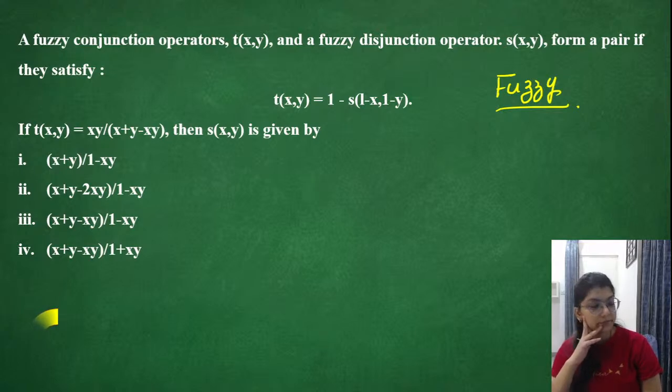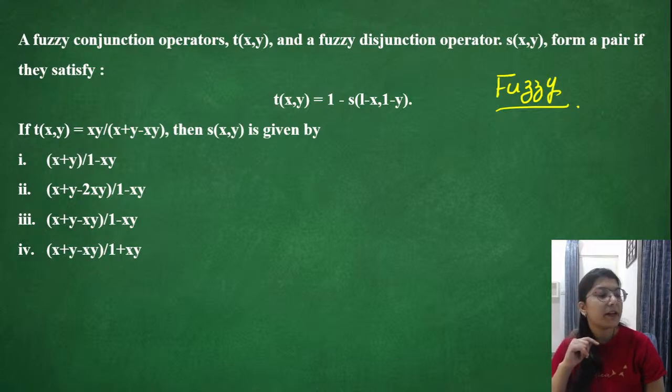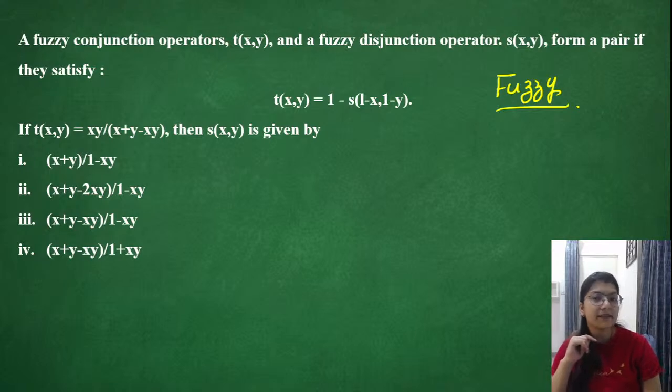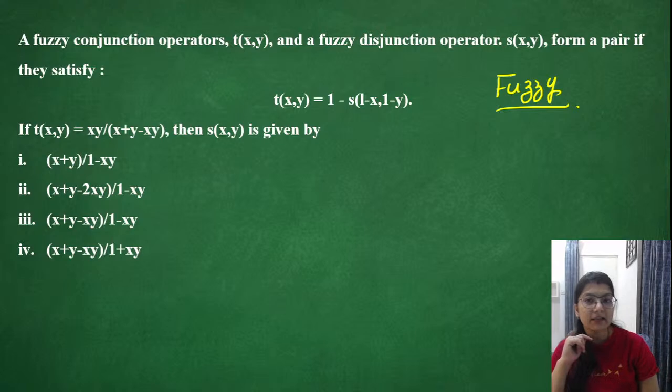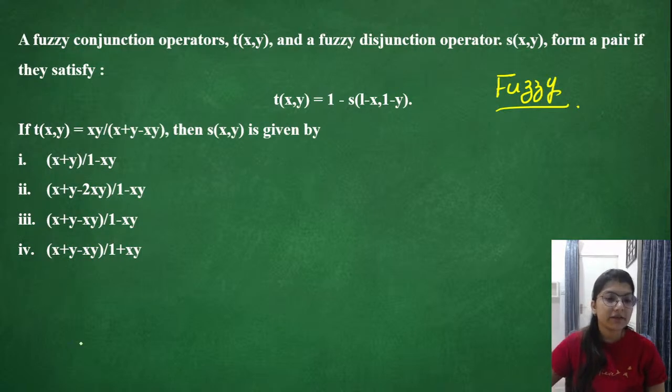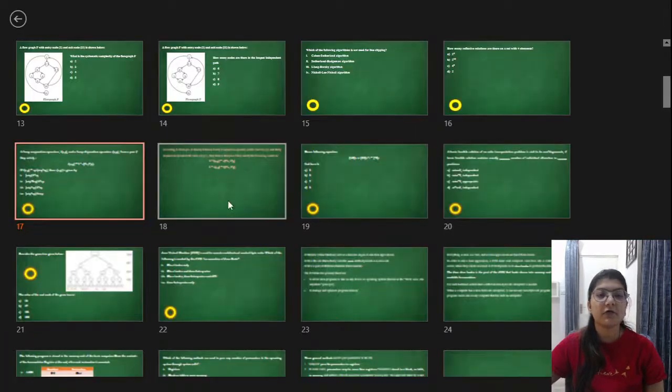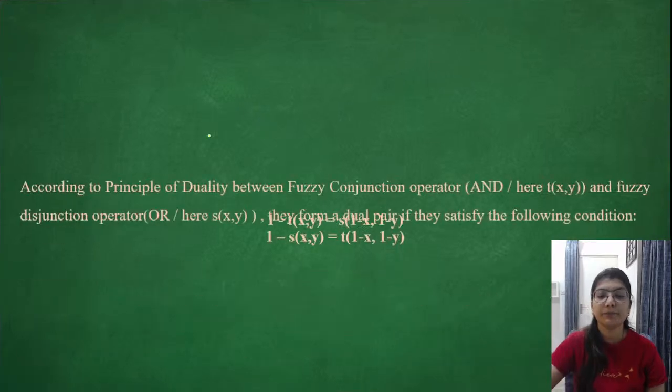See, in fuzzy we have operators. We have the conjunction operator, that's AND, and we have the disjunction operator, OR. The conjunction operator we write as T(x, y) and the disjunction as S(x, y). Now they form a dual pair. How they form a dual pair is if they are related to each other in this form. This is what you have to remember.